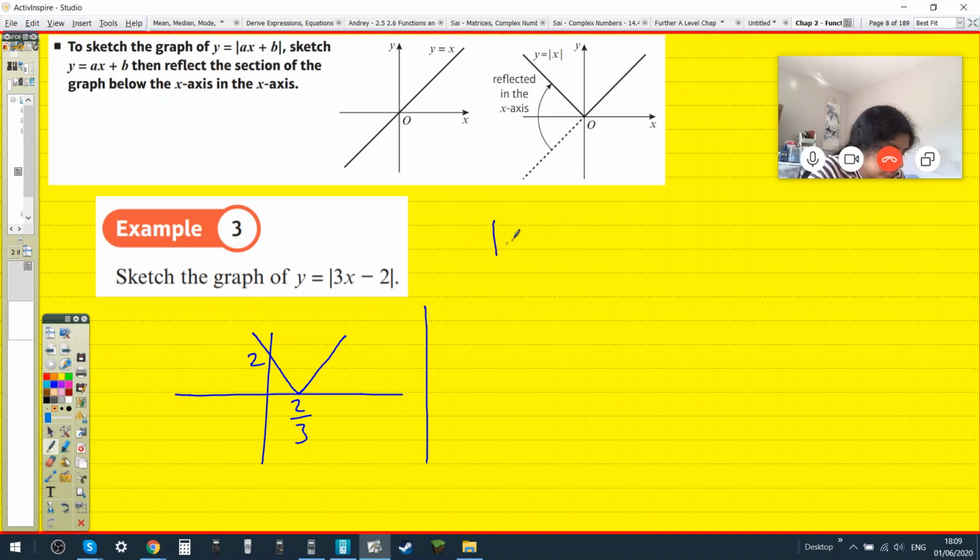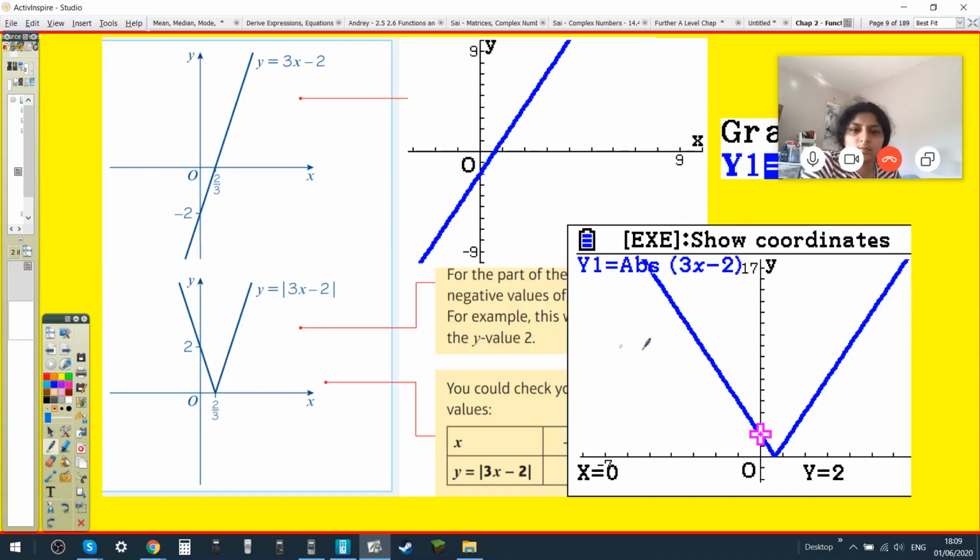Just like normal, to find the y-intercept, you let x be 0, and then to find the root, you let y be 0. And so it just struggles to deal with that. And there we go. So the y-intercept is 2, and the x is 2/3. You can always just draw the normal line, and then it bounces off the x axis. Any y coordinates that were negative now just become positive. Any questions there?